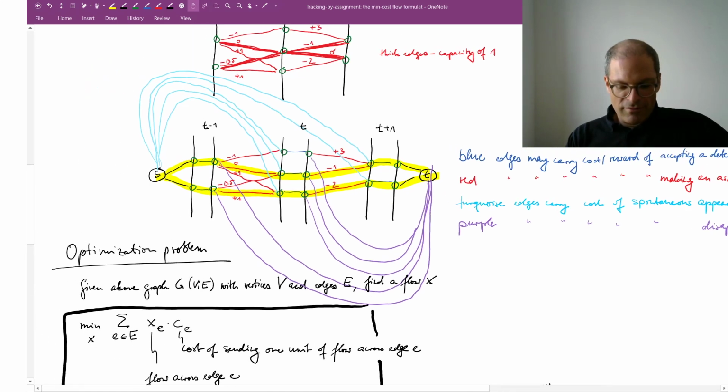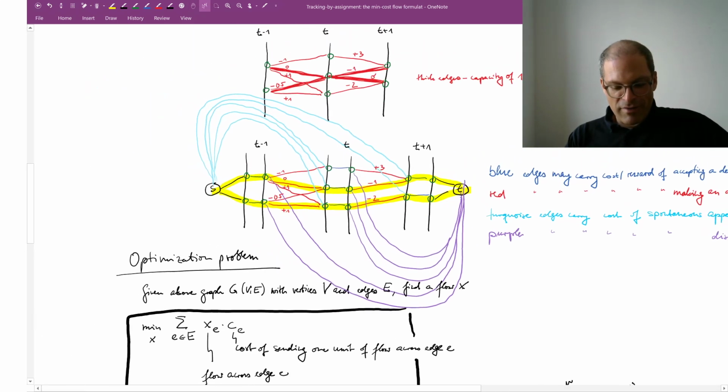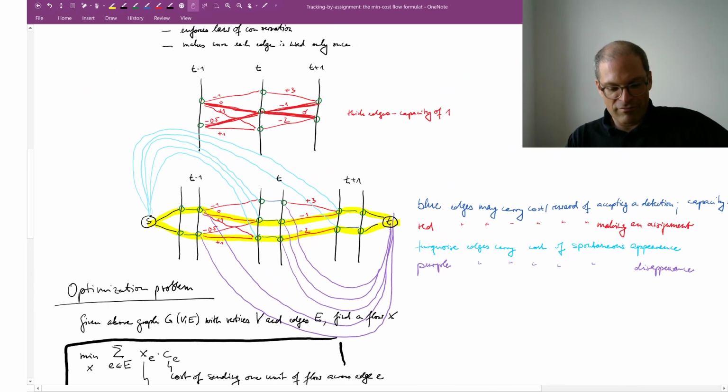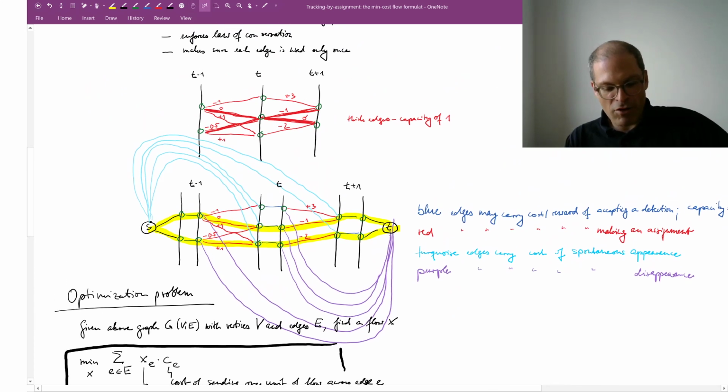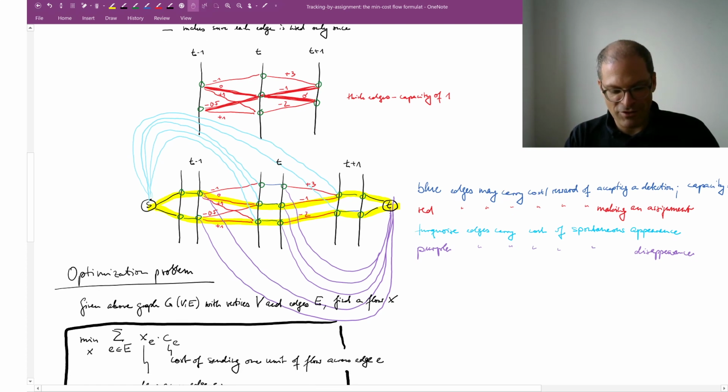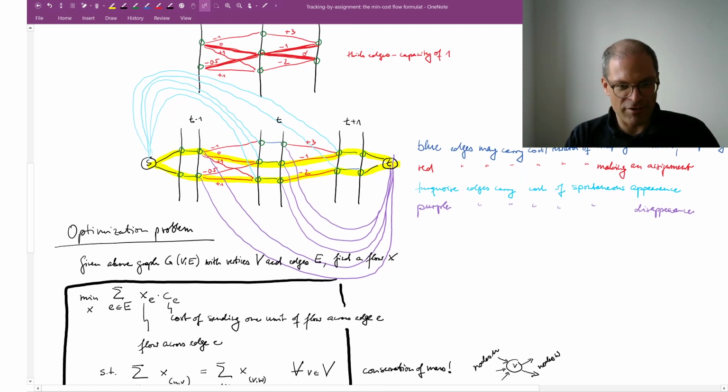Good, so now I have a minimum cost flow model of tracking by assignment for targets that cannot divide. And well, now I pretended that the yellow solution here is the optimal one, and perhaps it is, but once your graph gets bigger, of course, you want to solve this automatically. And hence, this is a good moment to talk about the optimization problem that we see here.